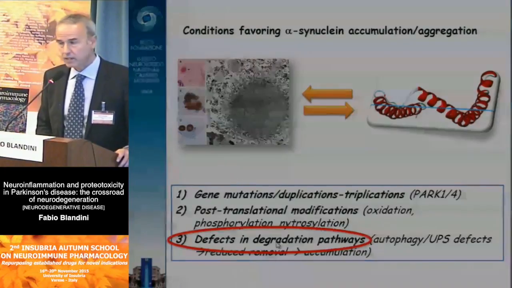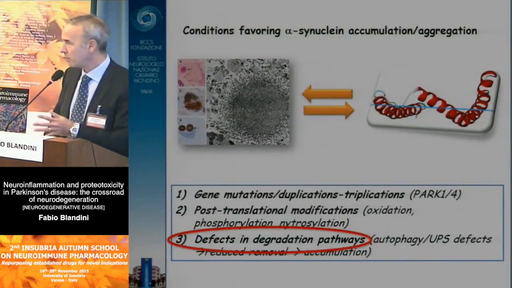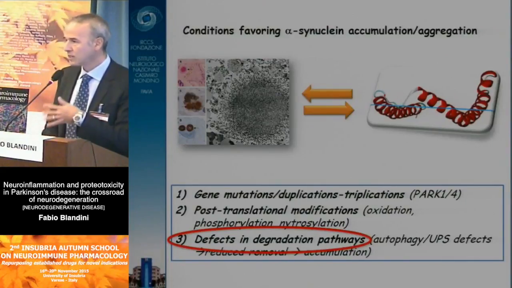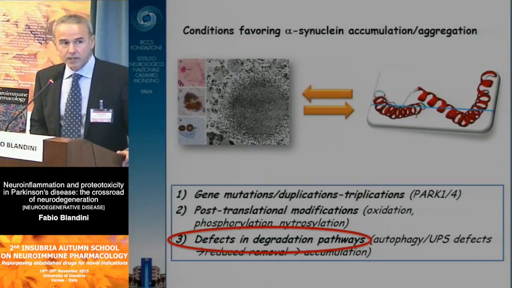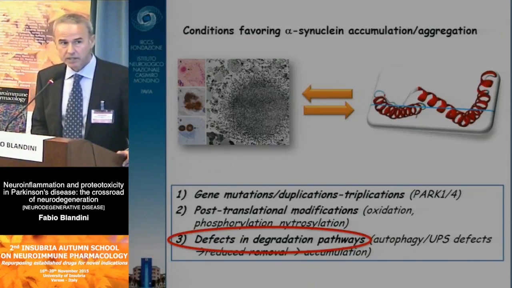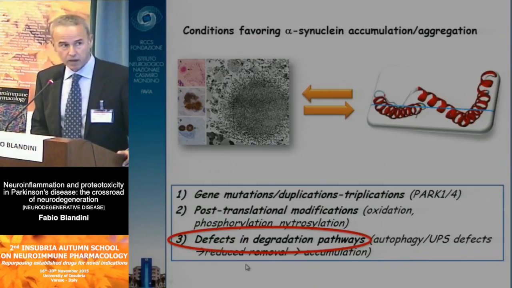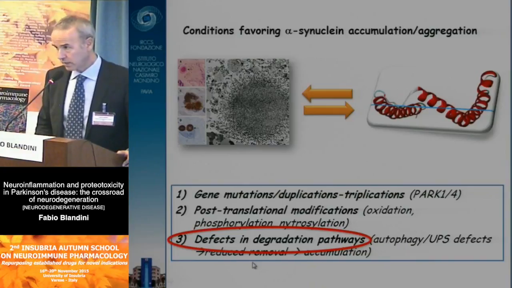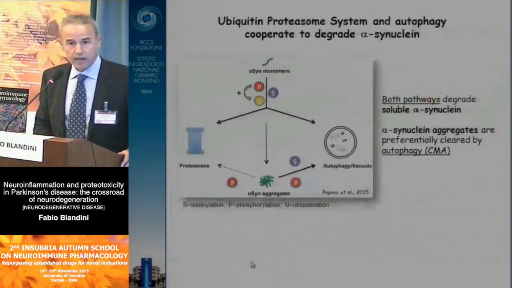So the defects in the degradation pathways. Not qualitative problems, but let's say quantitative defects. So degradation pathways, which basically are the autophagy machinery and the ubiquitin proteasome system, which, if defective, can lead obviously to a reduced removal of alpha-synuclein, which leads to accumulation of alpha-synuclein.